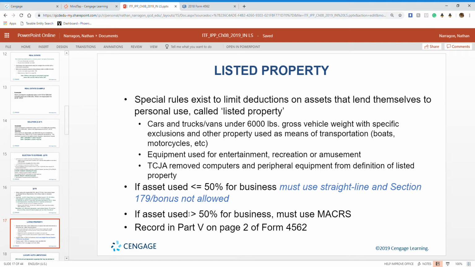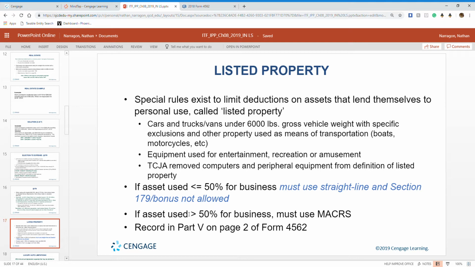so if the asset is used less than or equal to 50% for business, according to the IRS, for depreciation, we must use straight line, and Section 179/bonus is not allowed. Straight line in itself, again, is basically taking your asset and dividing it by the useful life. That's for any type of these assets, anything that will be considered listed property.